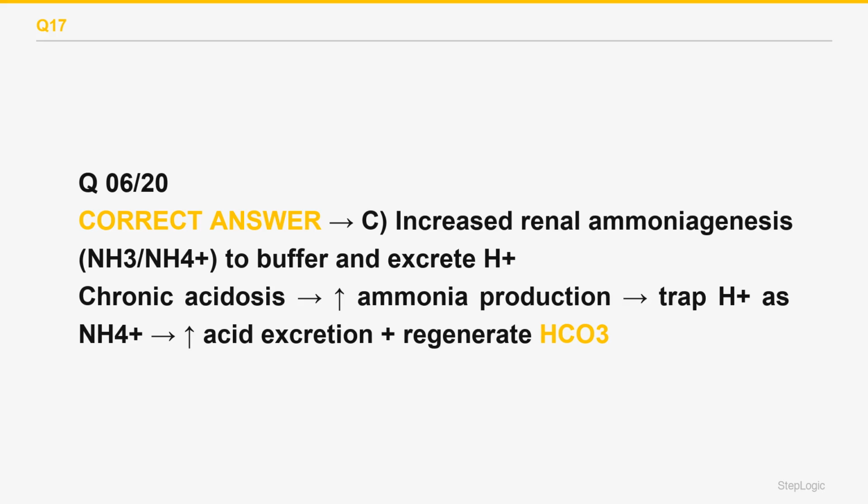The reason ammoniogenesis is the key adaptive mechanism is its capacity to increase several-fold over days, vastly expanding the kidney's ability to excrete acid, whereas titratable acid is limited by filtered buffer. This is why the renal response to a chronic acid load takes days to fully develop. Increased renal ammoniogenesis, buffering and excreting hydrogen ions while regenerating bicarbonate, is the most important mechanism.